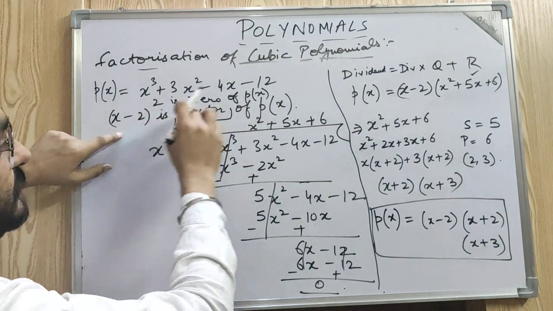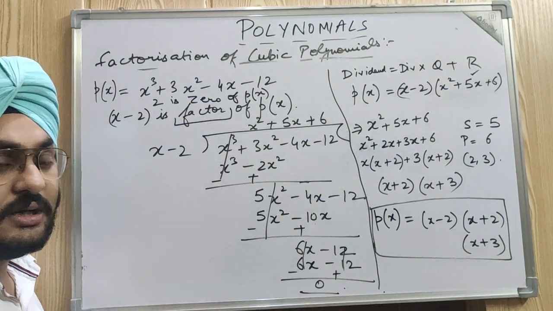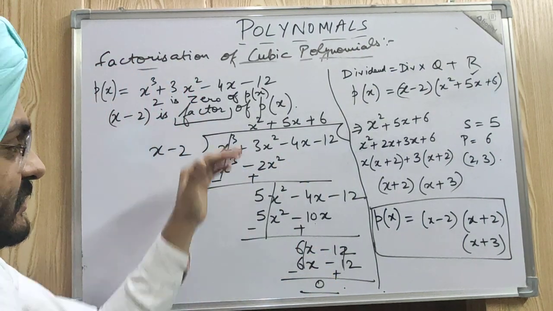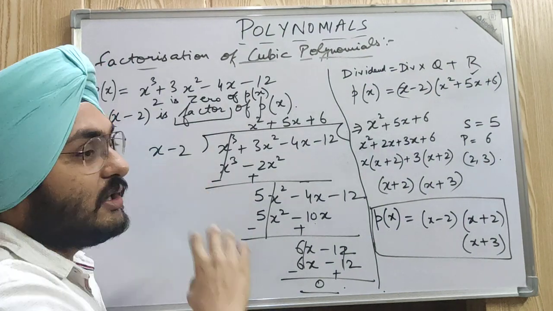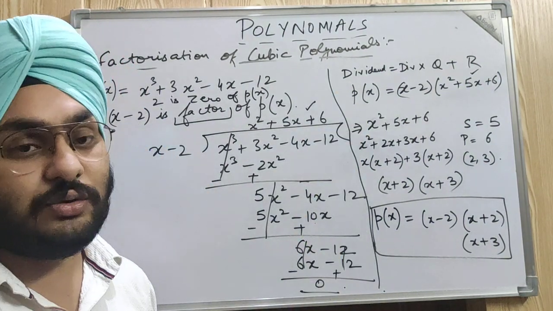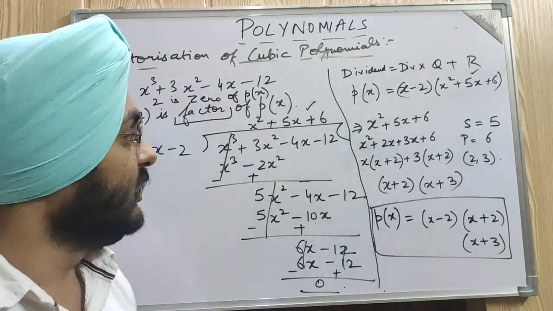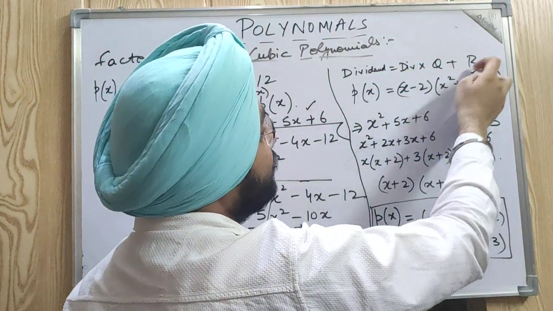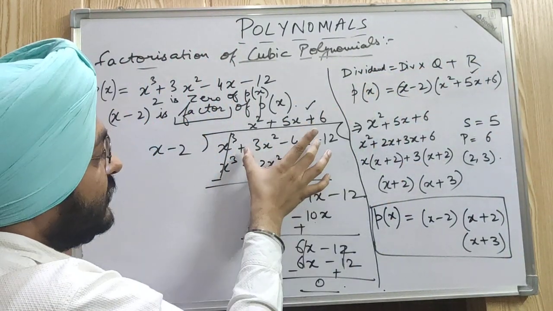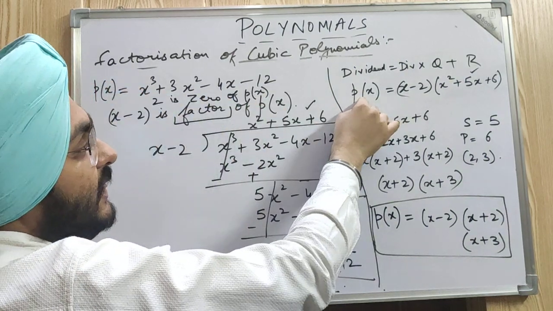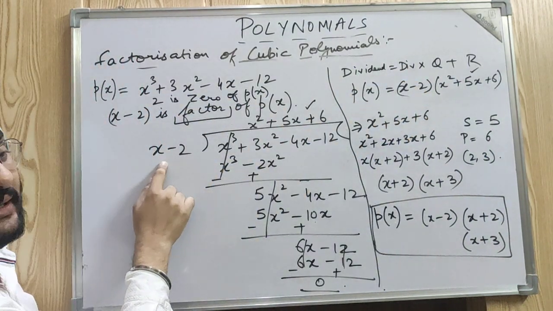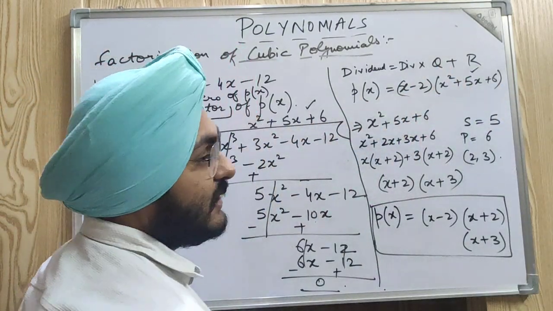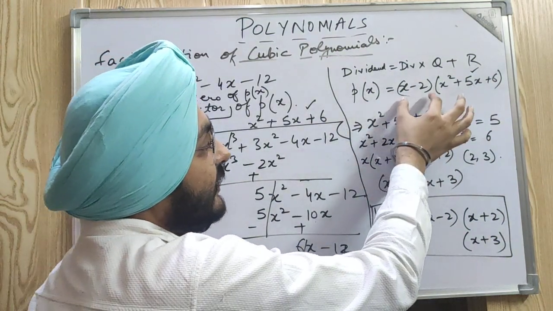It means when dividing px by x minus 2, the remainder should be what? 0 here. So I have divided with x minus 2, and the remainder is 0 here. So we have done the long division only for finding this quotient, since we have to use this quotient here. So next we have to use the lemma. Dividend is divisor into quotient plus remainder. So dividend is what? This thing, and this we have taken as px. Divisor is what? That by which we are dividing, that is x minus 2, and quotient this one, x square plus 5x plus 6. So we have seen here, we have found one factor.